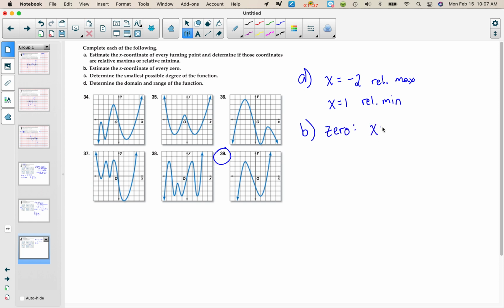Part B, the zeros. It looks like we have a 0 at about -2.9. I can see it's not really -3, pretty close though. And about -0.8, we'll call it, and about 2.2. Again, assuming that they're counting by ones. So those are our zeros. The smallest possible degree would be a 3rd degree. The domain, again, all real numbers. The range, notice one end up, one end down, all real numbers.